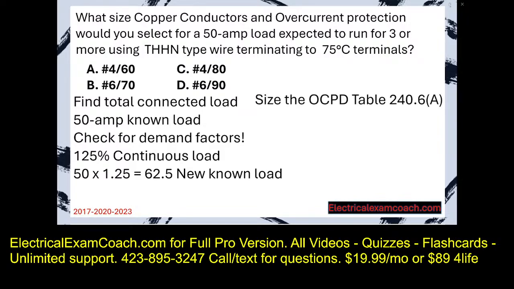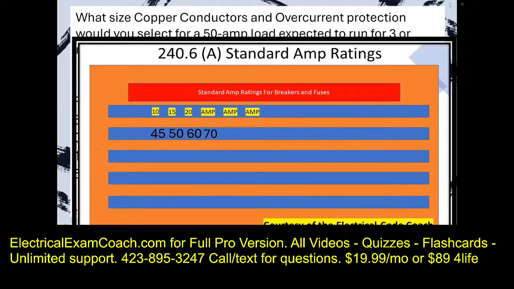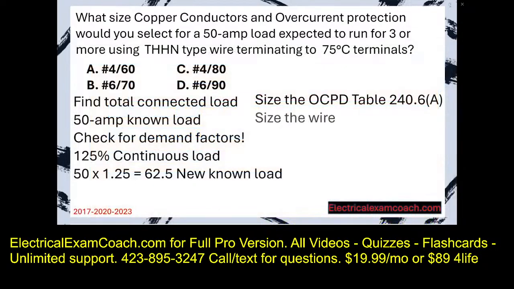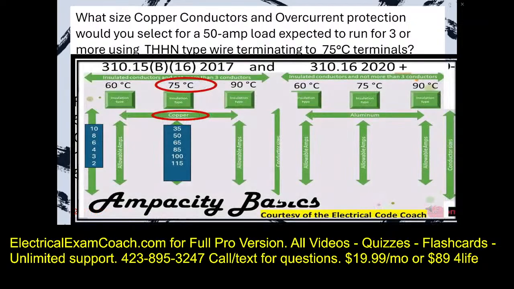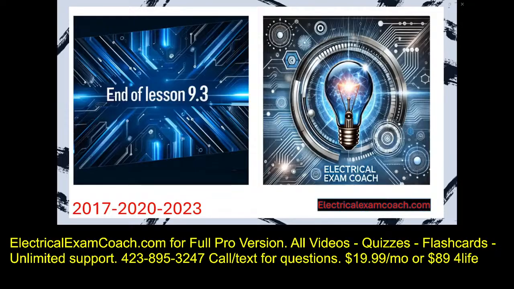Now we can size our overcurrent protective device. We head to our table, we choose the next standard size, which in this case is going to be a 70. Now let's size our wire. Heading to our primary ampacity table, we're going to be on the copper side of the table in the 75 degree C column, and we find a wire that meets or exceeds the known load. When we do, we find that it needs to be a 6-gauge wire on a 70 amp breaker. Great job. This is end of lesson 9.3.